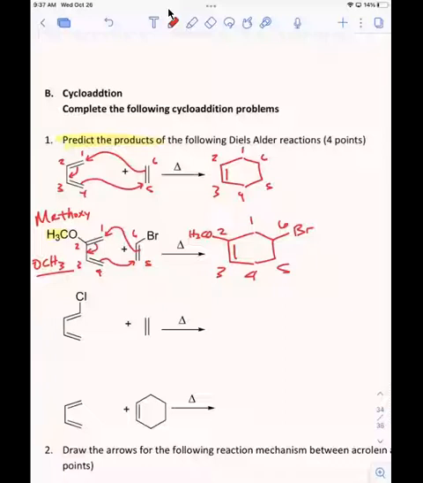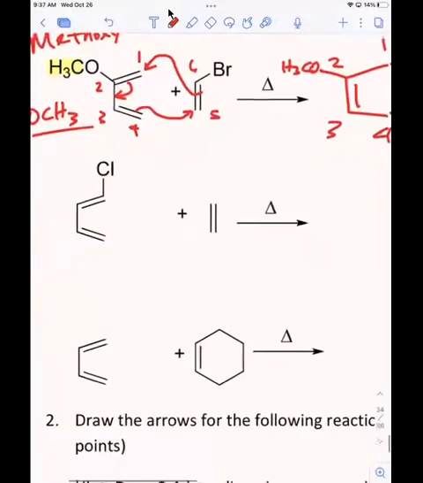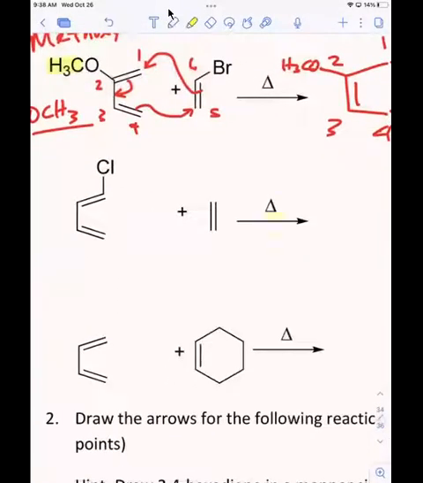What about the next one? What are we doing there? And all of these have to be done with heat. It's an endothermic reaction. So you've got to heat it up to get it to go.